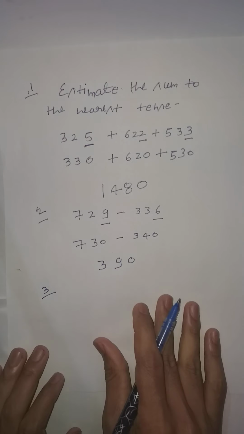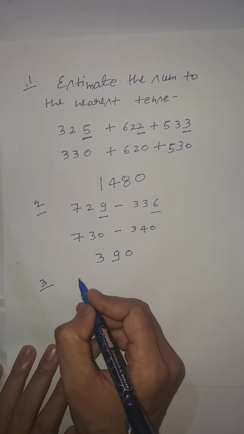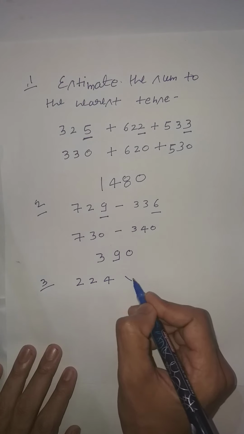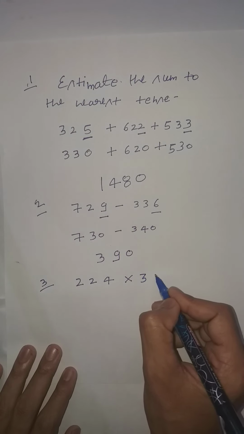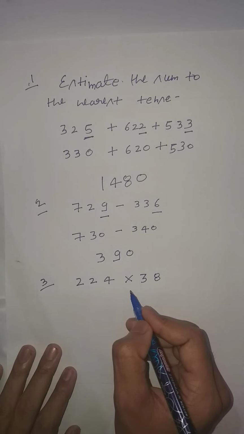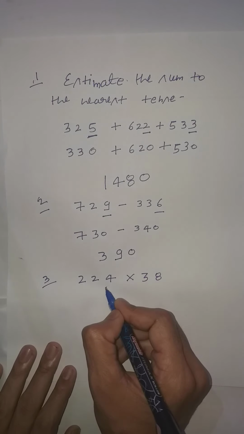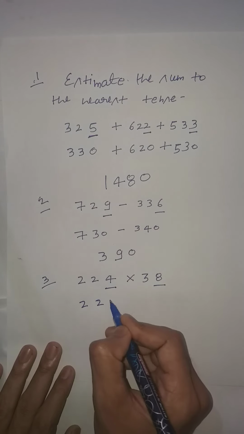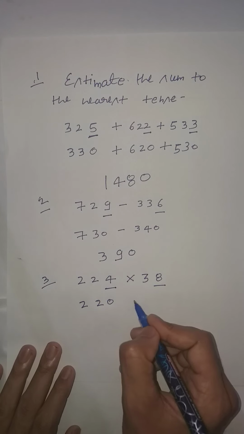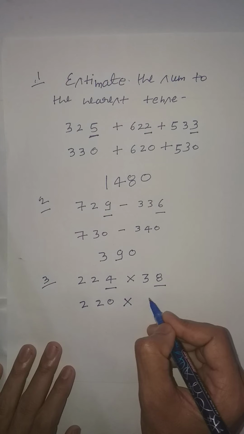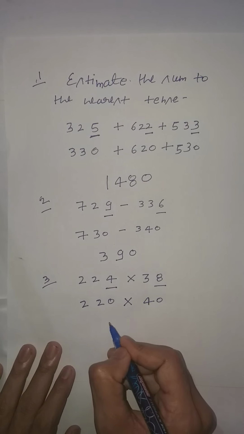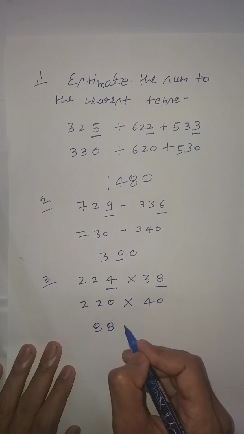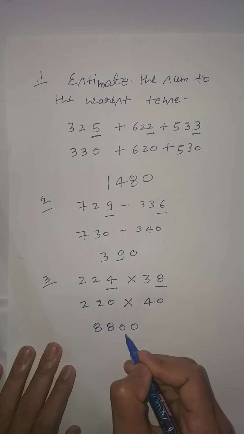Now you can also perform this in multiplication. So our third example is based on multiplication. 224 multiplied by 38. So nearest 10 you have to see. So you will see the ones digit is 4, here ones digit is 8. So here what you will write down, 220, because you have to estimate to the nearest tens, and here what you will do, 40. Now multiply this, 4 times 8 and here 2 0, so you will put 2 0. Clear to everyone?